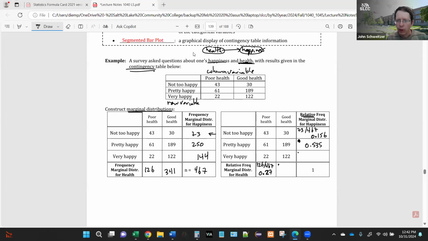Okay, where did that one come from? Well, we took the 250 over here, we divided by 467, and that gave us the 0.535. Okay, so you just run down your column here and across the row at the bottom, you divide by the sample size or the population size. I'll write the rest of these in, and then just let me know if you have any questions about any of those.